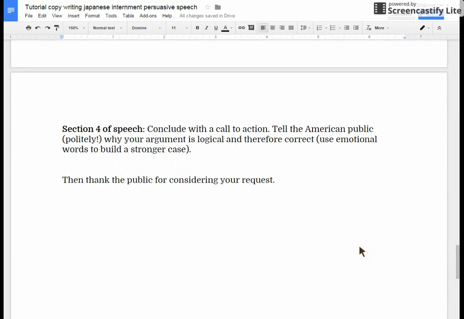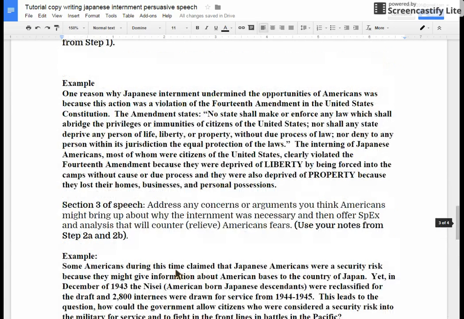The last section of your speech is what's called a call to action. This is where you politely tell the American public that they're wrong, your argument is logical and therefore correct. Use emotional words to build your case. And then finally, at the end, you need to thank the public for considering your request. So these are the steps you need to take for your speech.